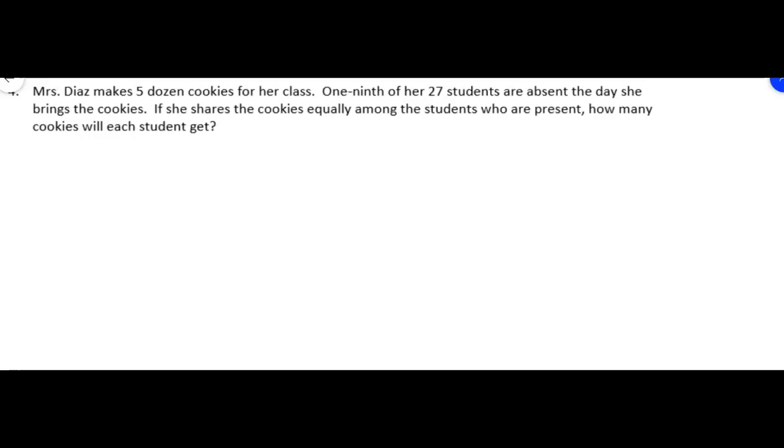Well, first I think I need to figure out how many cookies she has. It says 5 dozen. So I know that a dozen has 12, so 5 times 12 will tell me how many cookies she has, and that's a total of 60. So we have 60 cookies here.